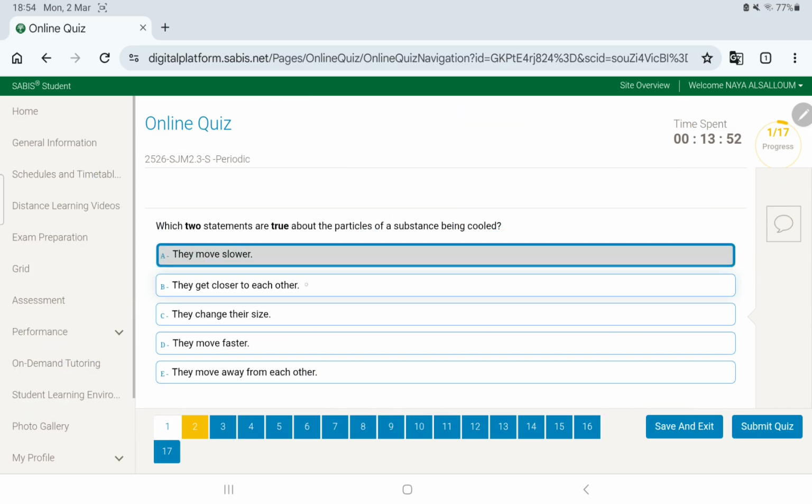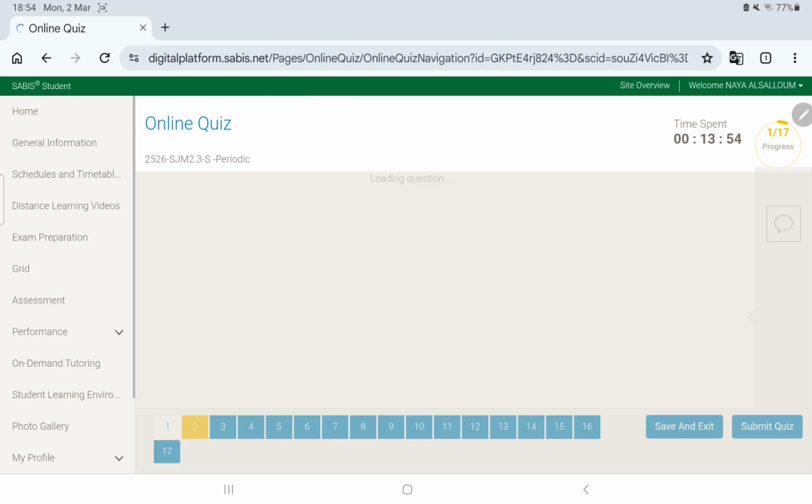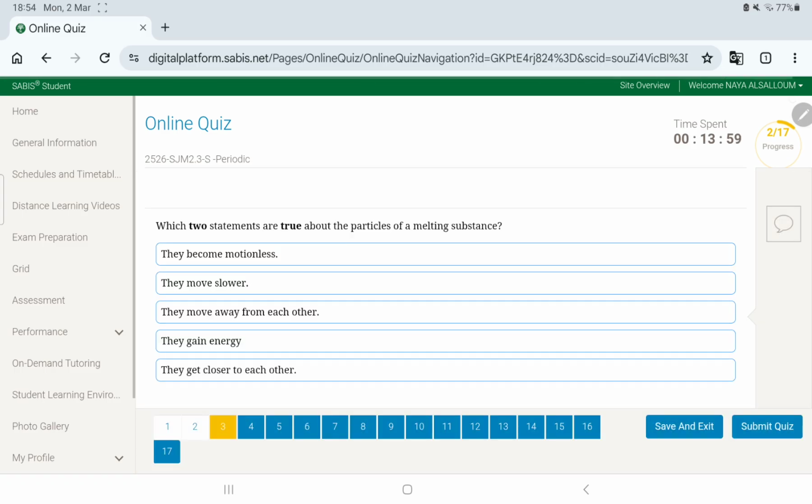So let's see, they move slower and they get closer to each other. Question 3 says, which two statements are true about the particles of a melting substance? Let's see. When a substance is melting, it changes from a solid to a liquid. So, what do you expect? If something changes from a solid to liquid, obviously it's going to heat up.